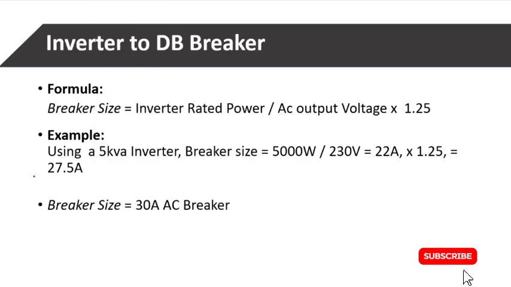You may not get this exact breaker size, so choose the next available size, which is 30 amps. And for this output, like I said earlier, it is AC current we are dealing with here. So you install an AC breaker here for your inverter output. Please take note of this. Inverter output is AC voltage or AC current, not DC. So you install a 30 amps AC breaker here, not a DC breaker.